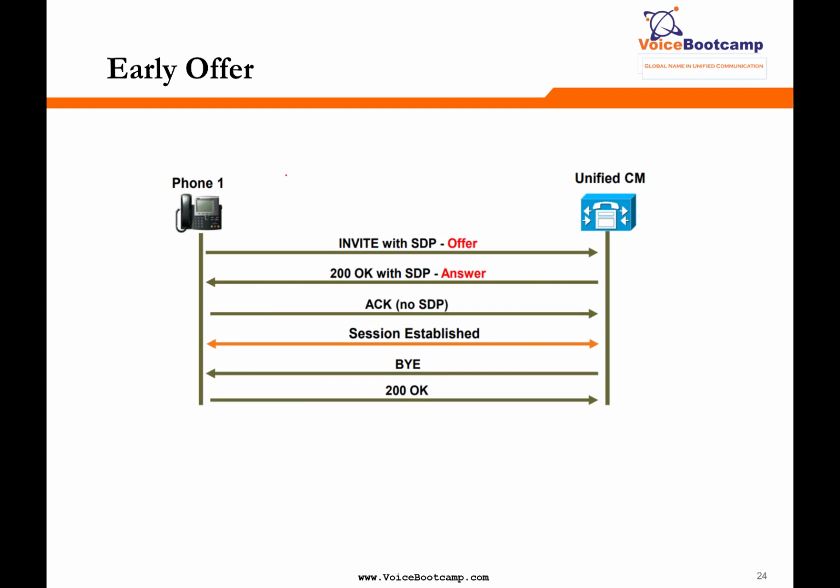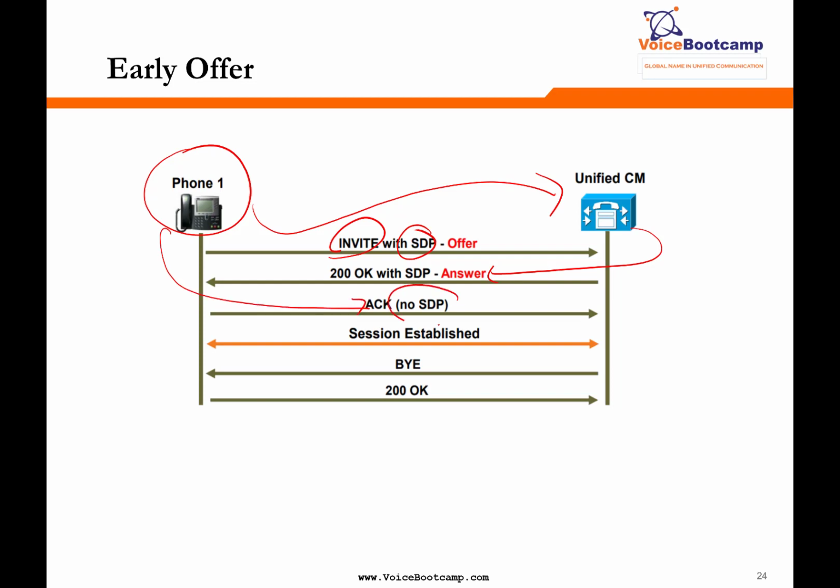So here's an example. An IP phone establishes an invite message to the call manager. So it sends an invite message with SDP, which is the offer. And the call manager is sending a response with the SDP as well in an answer packet. And of course, phone 1 will send an acknowledgement, but in the acknowledgement, it does not include the SDP because it was already included in the offer and answer stage, which means it is an early offer.